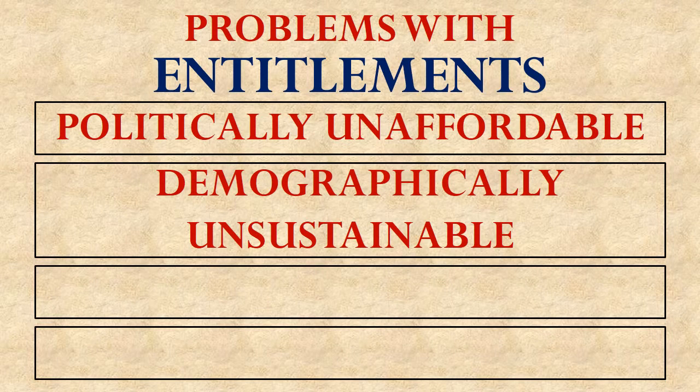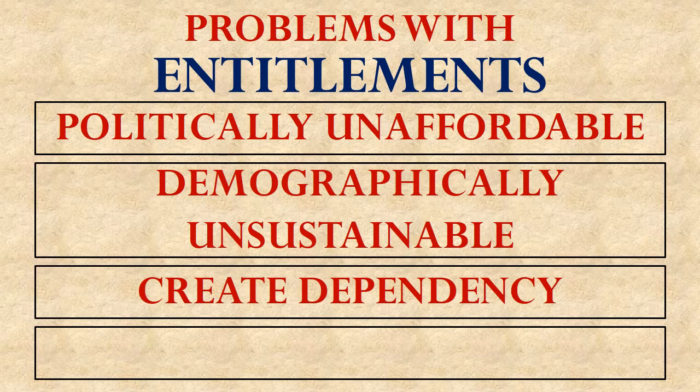The second general problem with entitlements is that they're demographically unsustainable. This means that these entitlements are going out to groups that are getting bigger and bigger all the time, the old and the sick, while at the same time the groups that are paying in for the entitlements, the young and healthy people, relatively speaking, are getting smaller and smaller as people have fewer and fewer children.